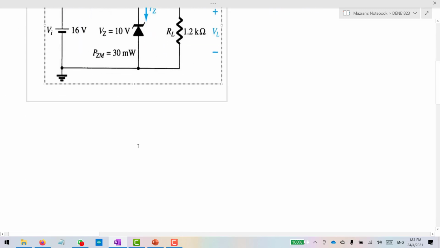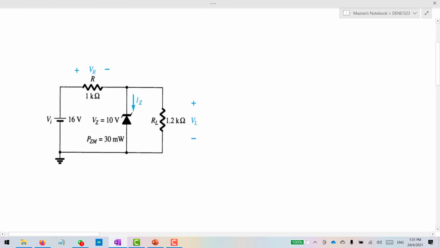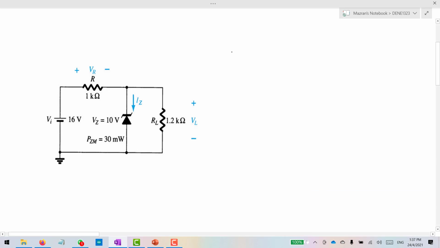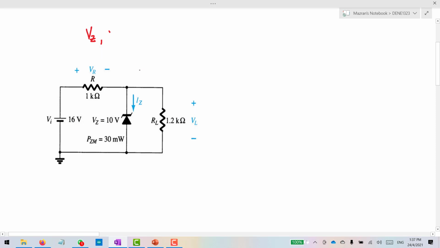All right, let's study how this works. To solve this problem, what is the question? We need to find Vz, Vr, Iz, and Pz.